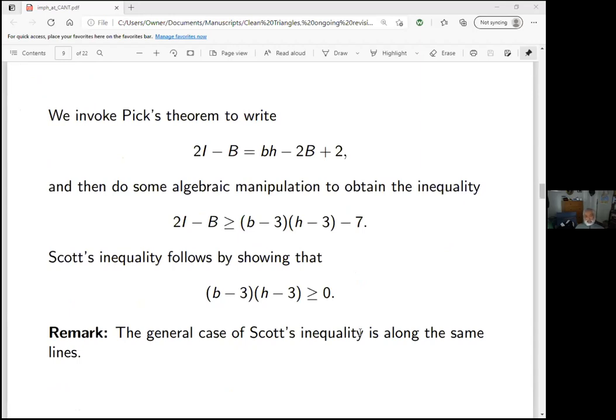The general case for Scott's inequality is along the same lines. There are some subtleties, but it's basically along the same lines.